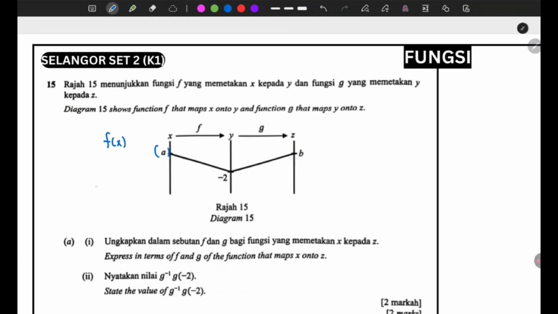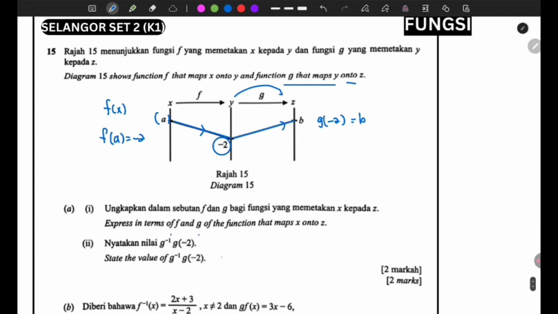But when your x is equal to a, you map using the function f of x, you get -2. And the function g that you map from y to z. So the g that you use on -2, from -2 you map using the function g, you get z, which is the b. Sorry.